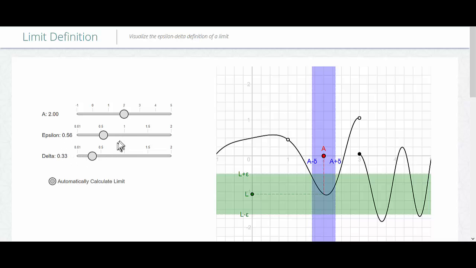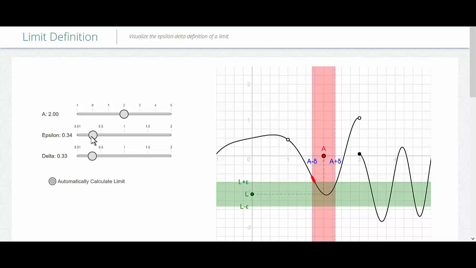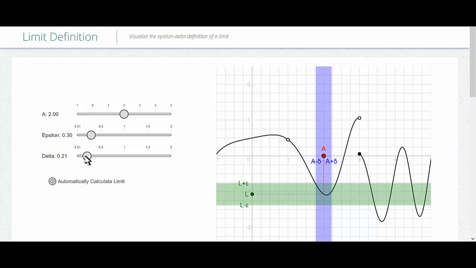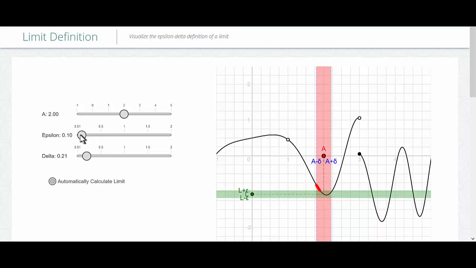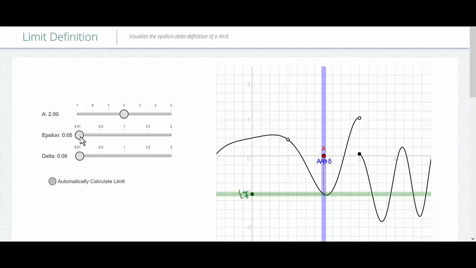And I can continue to close in on epsilon. Now I'm out of range, so that means delta needs to be smaller. So now I'm in range. Okay, so if epsilon's 0.30, we found a delta. Then if I close even further and further, I can keep closing and I'm finding a delta. There's 0.09, there's 0.06. I can go even smaller, and then I can close in like that.